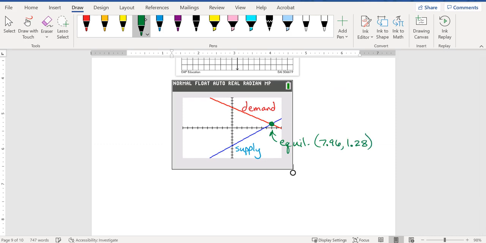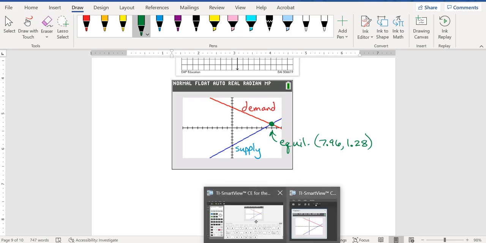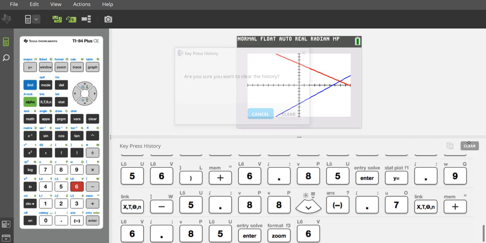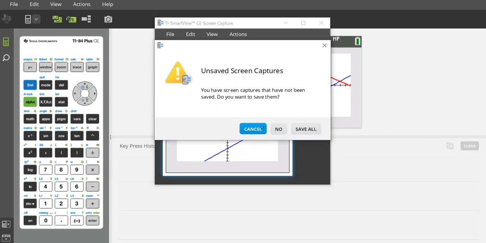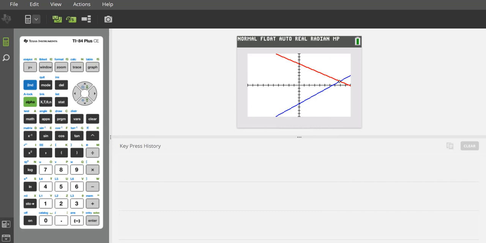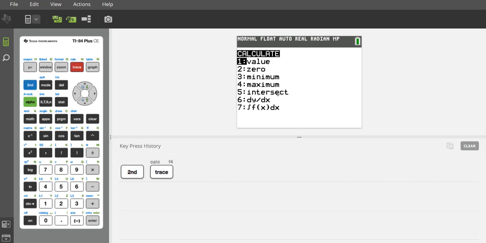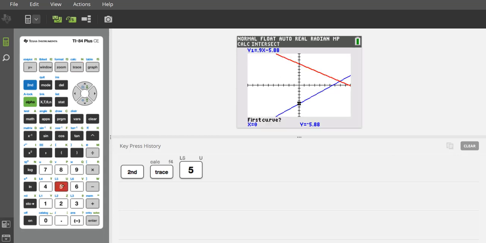Now, on your calculator, you can go check and make sure that that's the point you get. Here we go. I'm going to show you the steps too. To find that point using your calculator, I'm going to hit second, calculate above the trace. I want to find the intersection, so I'm going to hit number 5. Okay, it asks you the first curve. I'm going to get a little bit closer to the actual point of intersection. I'm going to arrow to the right. Okay, I'm on the first curve. Hit enter.